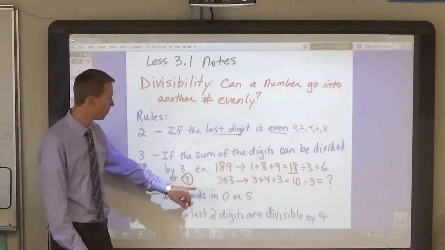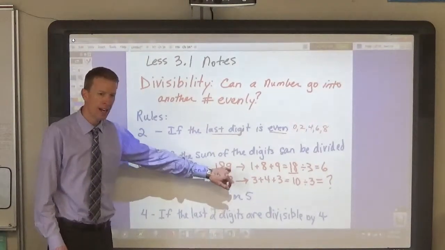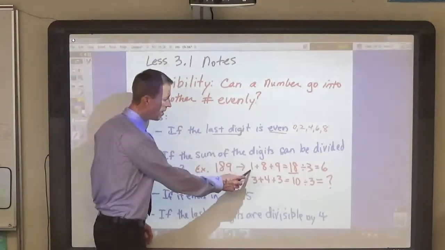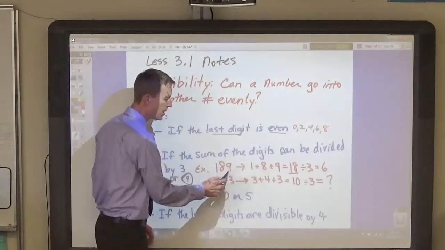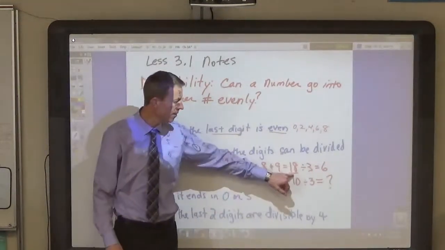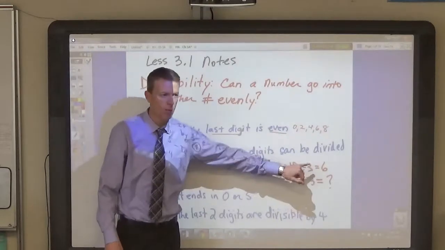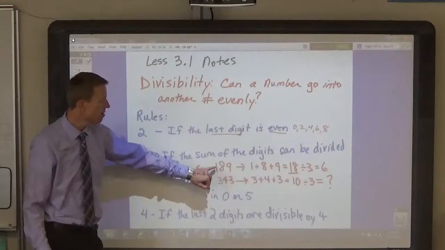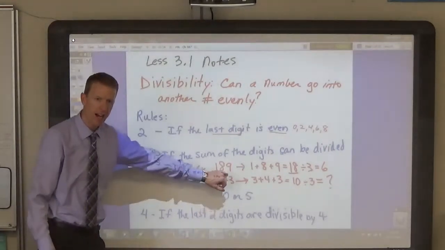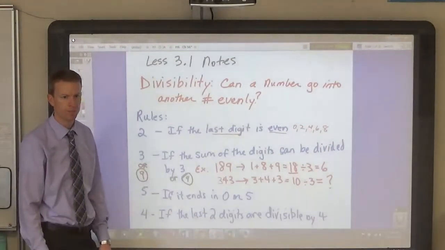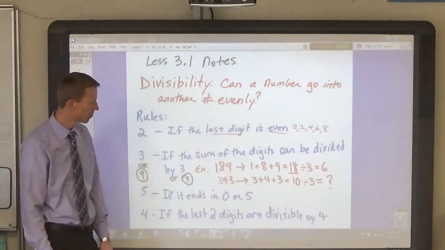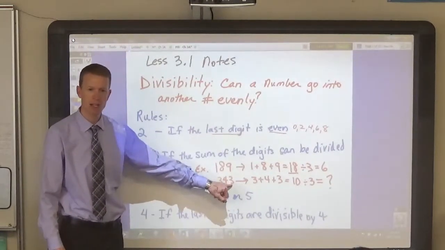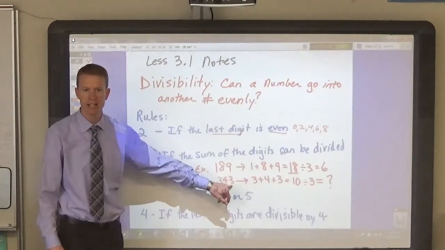So for example, the number 189, is that divisible by 3? Yes. Well, 1 plus 8 plus 9 equals 18. And since 18 is divisible by 3, we know that 18 divided by 3 is 6. That means 189 is divisible by 3. Okay? How about 343? That one ends in a 3, so that must be divisible by 3. Right?